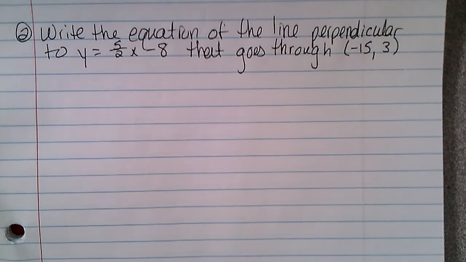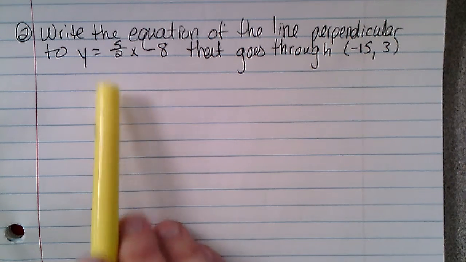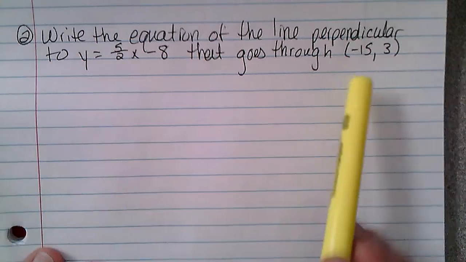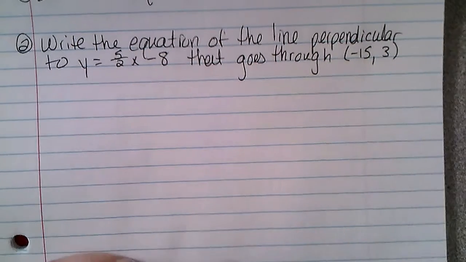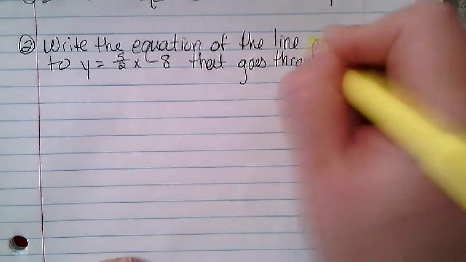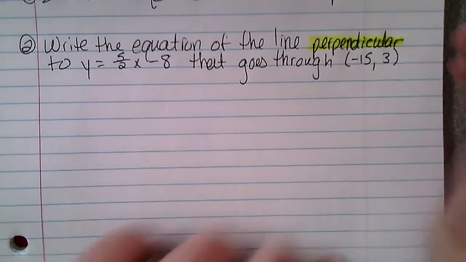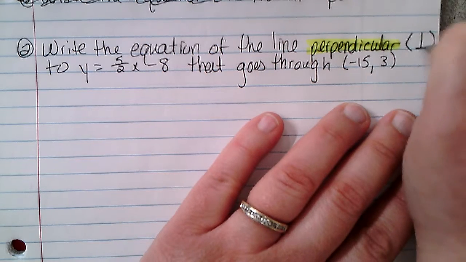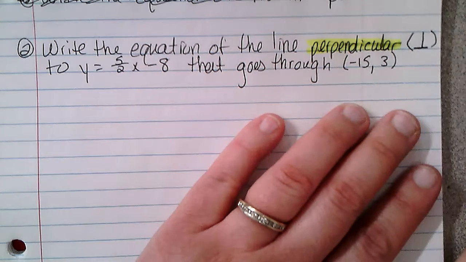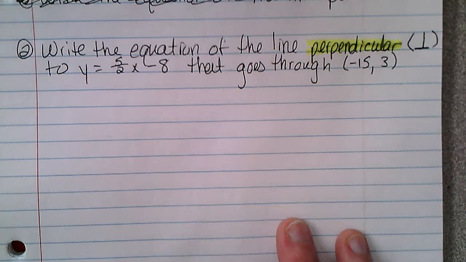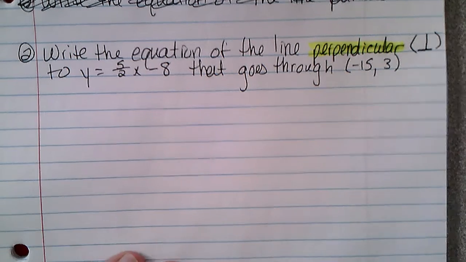So now we're going to write the equation of the line perpendicular to y equals 5 halves x minus 8 that goes through the point negative 15 comma 3. So our important piece of information here, we want it to be perpendicular. On your practice, perpendicular is noted by this notation showing that right angle. You can see the right angle being formed. So that's how you know it's going to be perpendicular.